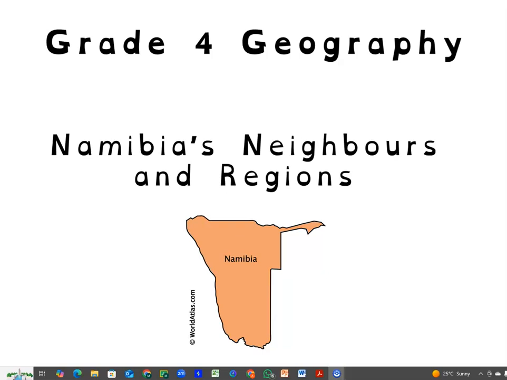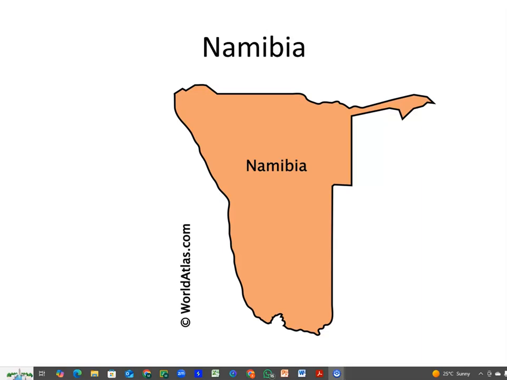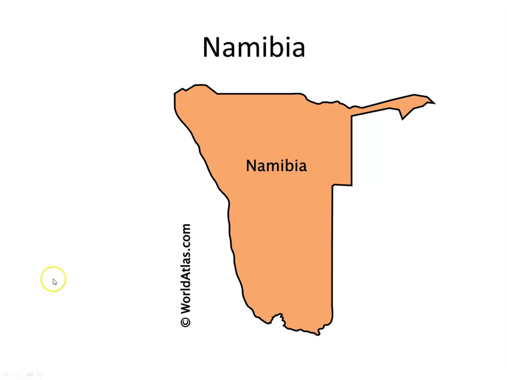Remember, Namibia is our country and we live in its capital city, which is Windhoek. To understand where we live, it's important to know who our neighbors are and how Namibia is divided into different regions.